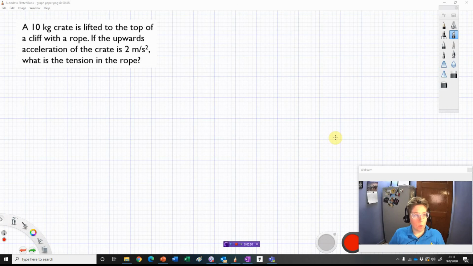Okay, I'm going to walk you through the problem-solving process for a Newton's second law problem. So we've got a problem in the corner. We've got a 10-kilogram crate. It's lifted to the top of a cliff with a rope. If the upwards acceleration of this crate is 2 meters per second squared, we want to know the tension in this rope. All right, so the first thing you have to do is establish some directions.